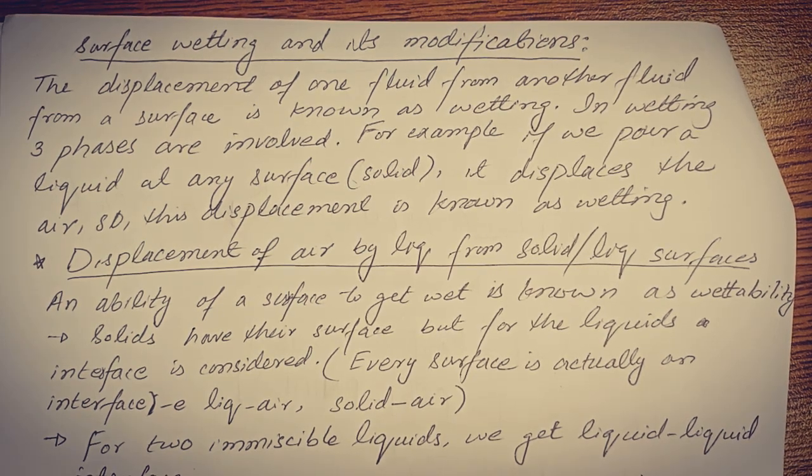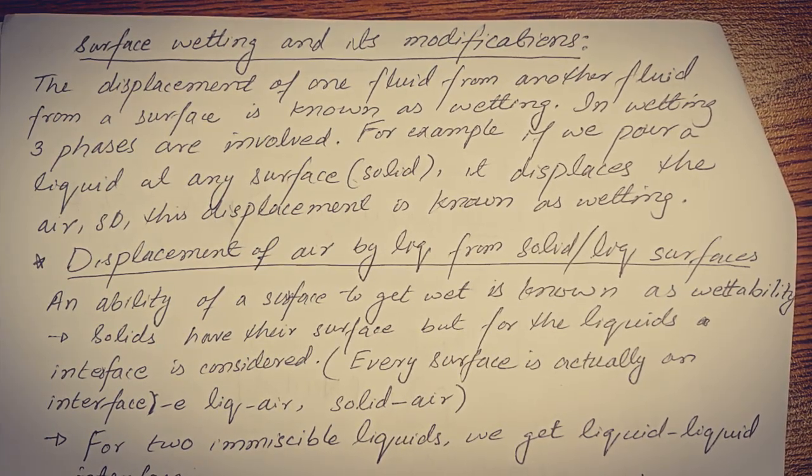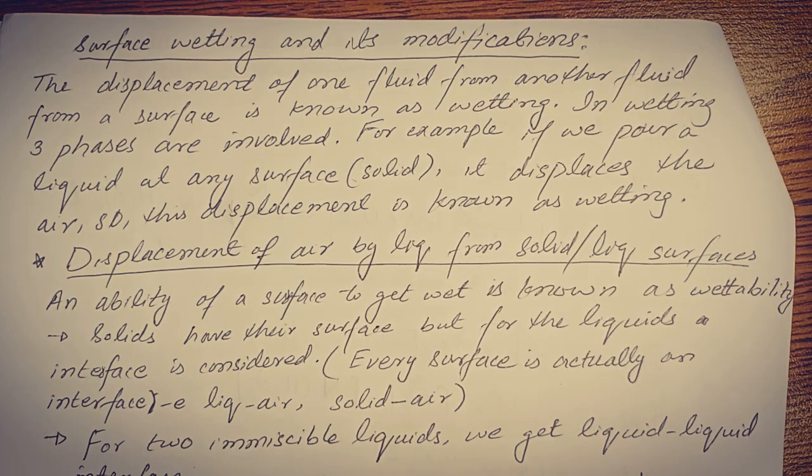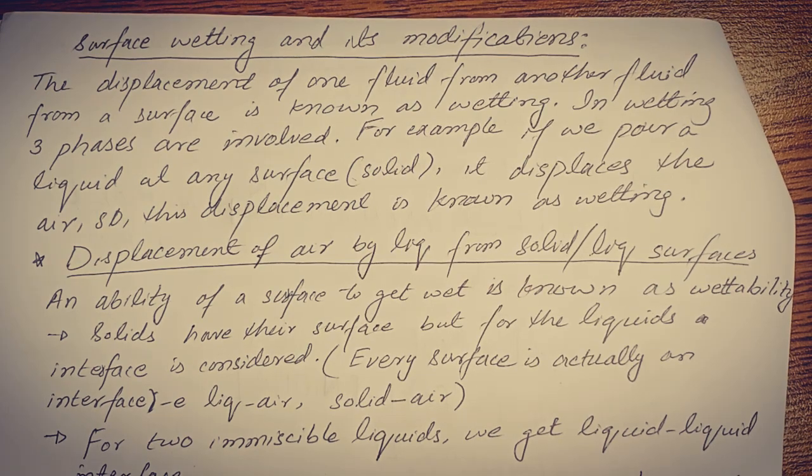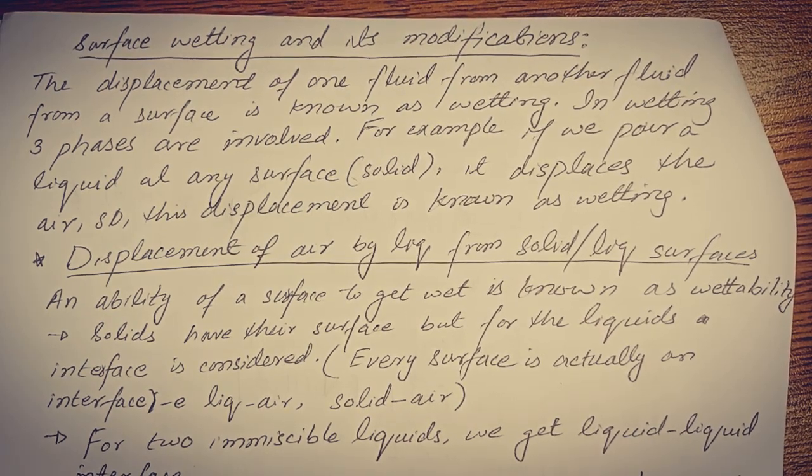So this term interface is actually every surface or the boundary between two types of materials, like liquid air or solid air. So the surface term is only used for the liquids or the solids which are in contact with the air. So briefly we can say that the interface is a generalized term which is used to express the boundary between two materials, and the interface which exists between the solid or liquid versus gas is known as surface.